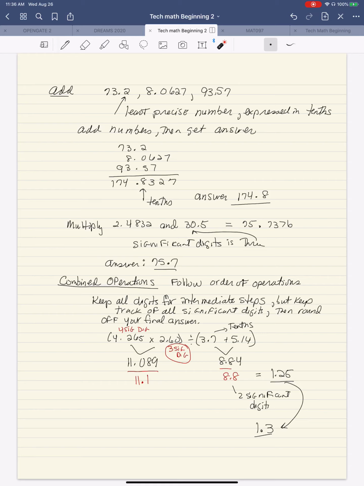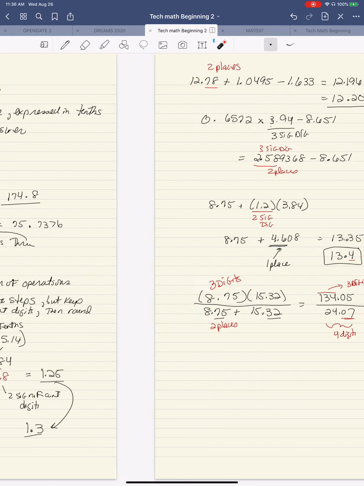This here is adding. This is a tenth. This is hundredths, so I'm using tenths. So I add it up and I get 8.8 when I keep that to tenths. Finally, I'm dividing. When you're dividing, you're looking at significant digits. There's only 2 significant digits on this one. This one has 3. So when I get my final answer, which is 1.25, I have to get down to 2 significant digits. So this is a 5 that goes up to a 3, so it's 1.3.